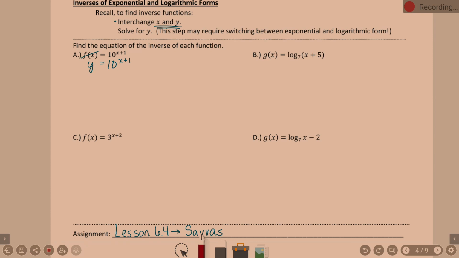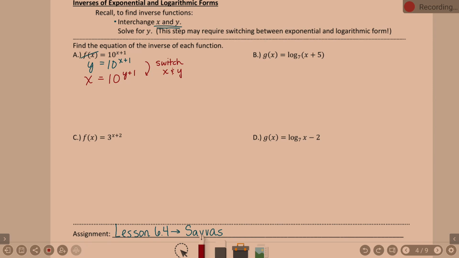Switch x and y. So instead of y equals, I'm going to say x equals 10 to the y plus 1. Okay? So what we did right there is we switched x and y. Okay? What's my next job? Solve for y, yes?